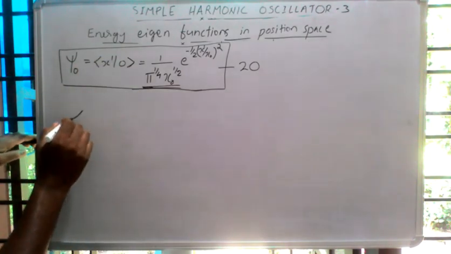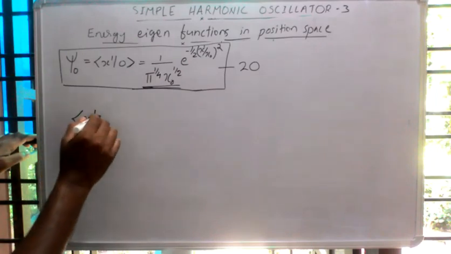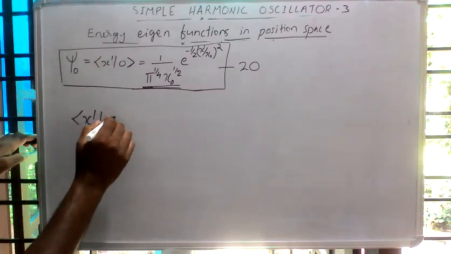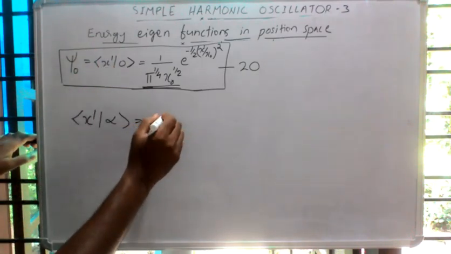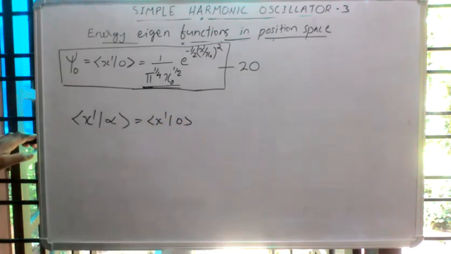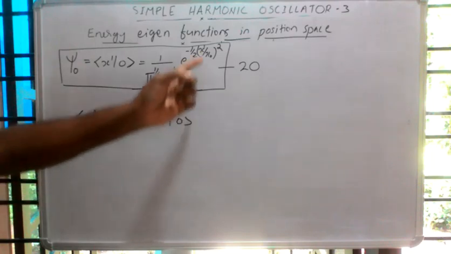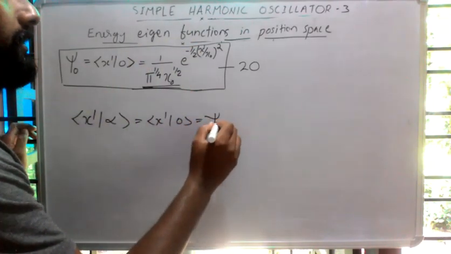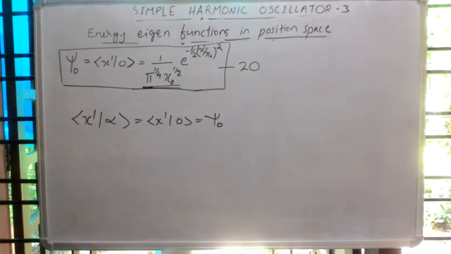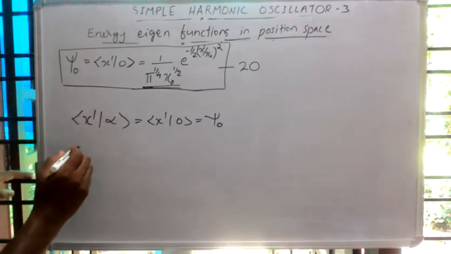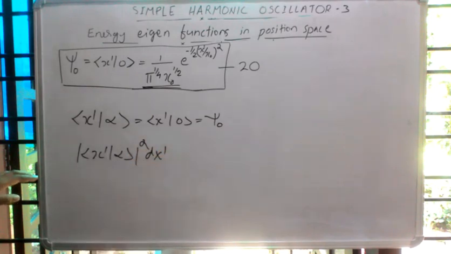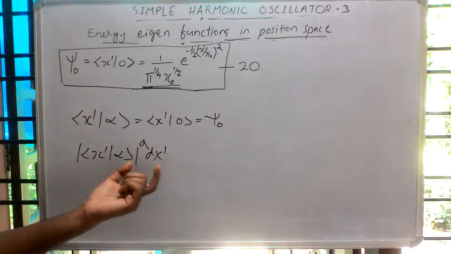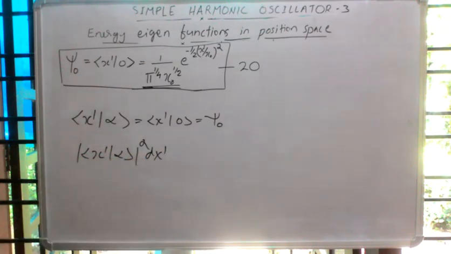Okay, if I'm considering an eigenfunction in position space, energy eigenfunction in position space, this is the equation ⟨x'|α⟩, and here I got this as ⟨x'|0⟩. This is the ground state energy eigenfunction of simple harmonic oscillator, and I can represent it as psi naught. When I want to define the physical significance, I need to consider |⟨x'|α⟩|² dx'. What does it mean? It means the probability of finding the particle to be in a narrow region dx'.